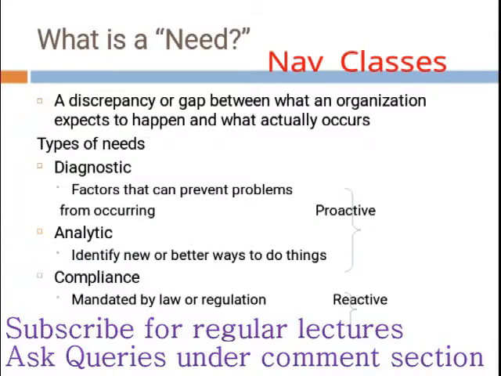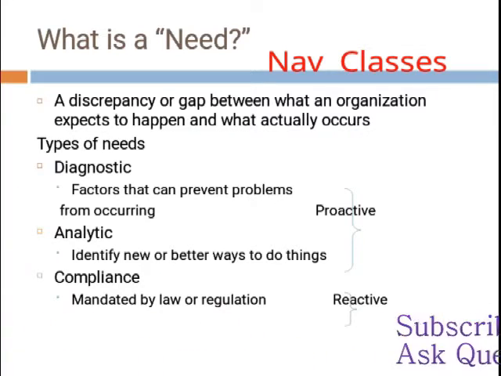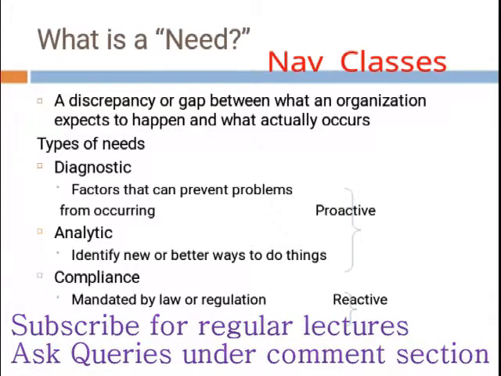Okay, let me discuss what is need actually. A discrepancy or gap between what the organization expects to happen and what actually occurs. So this is the gap between the organization's goal and what the organization is having. So there is the gap, and that gap is need. And what are the types of need, and which type of need can be tackled, and which type of need should be considered. So there are two types of needs, proactive and reactive.